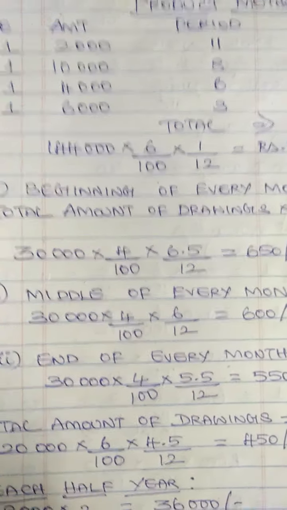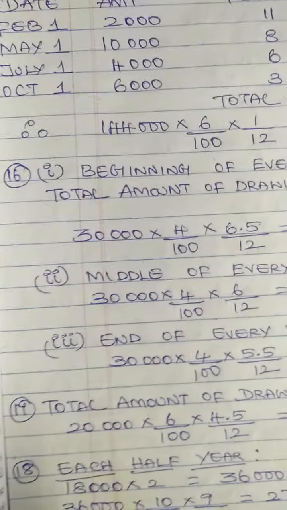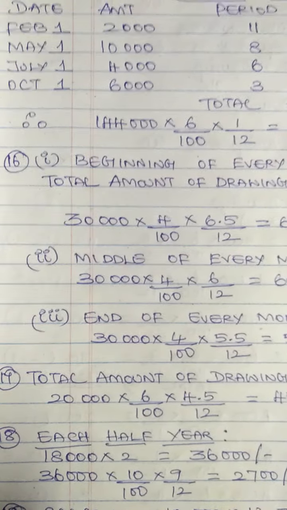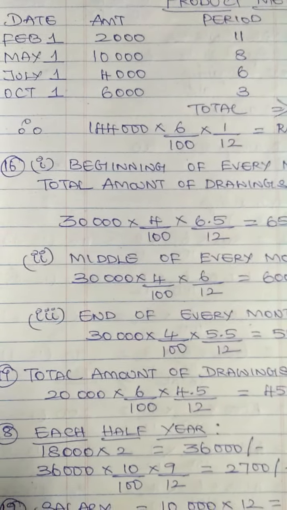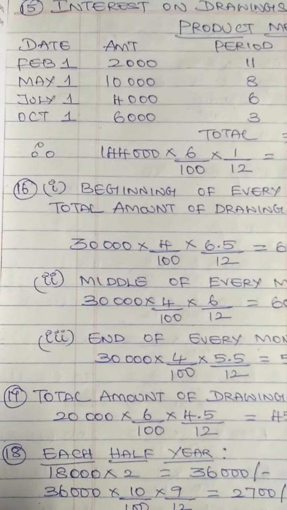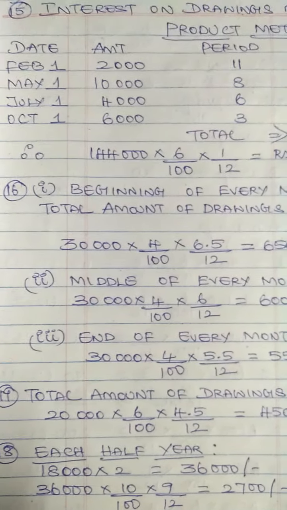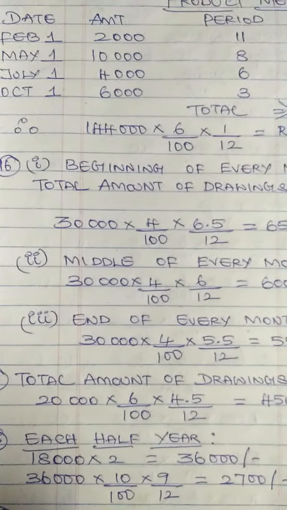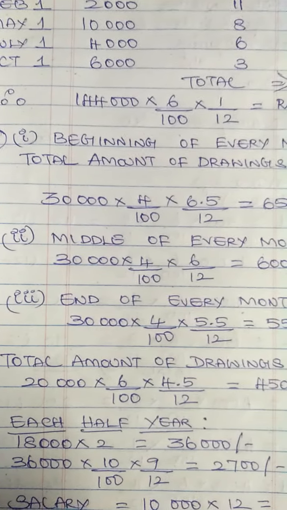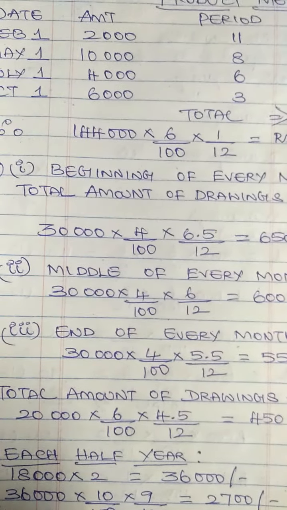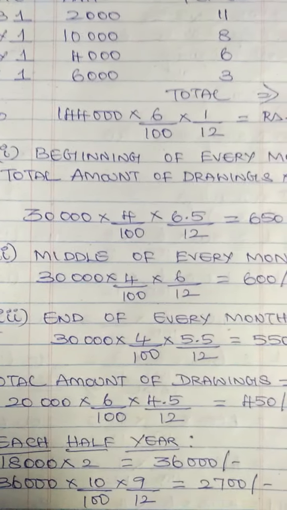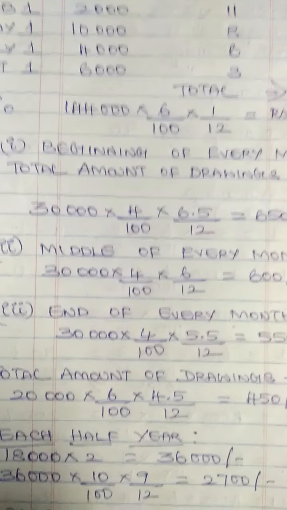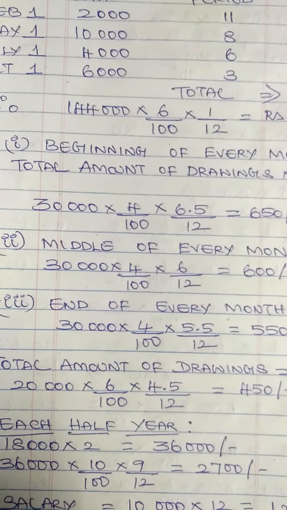Now next we are going slowly to sum number 16. See, sum number 16 is based on a formula. I already told you, for interest on drawings we have formulas: beginning, middle, end, quarter, and end of each half year. So there are 5 formulas. Subdivision 1, beginning of every month. If it is mentioned in the beginning of every month, the formula is amount into rate into 6.5 by 12. The 6.5 is the formula.